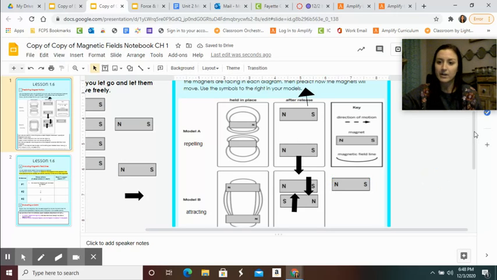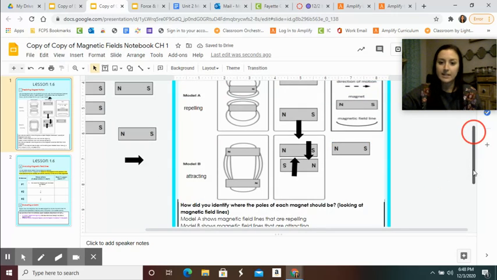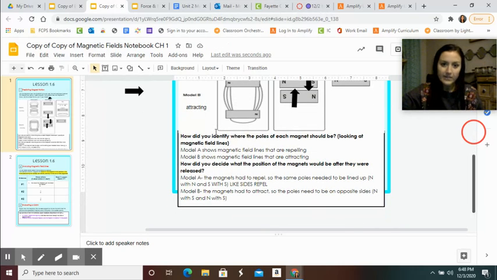It was acting weird. And then down here, the first question asked how we identified where the poles of each magnet should be. And this is what we talked about, the magnetic field lines. We know that Model A showed the field lines that would be repelling, and then Model B showed field lines that would be attracting. And then down here, it asked us how we decided where those things should go.